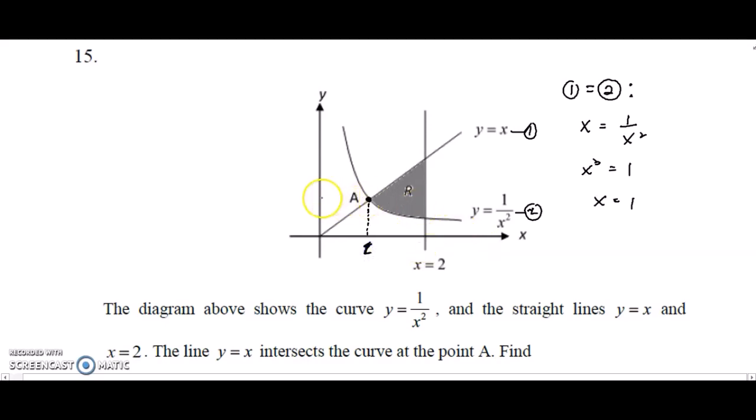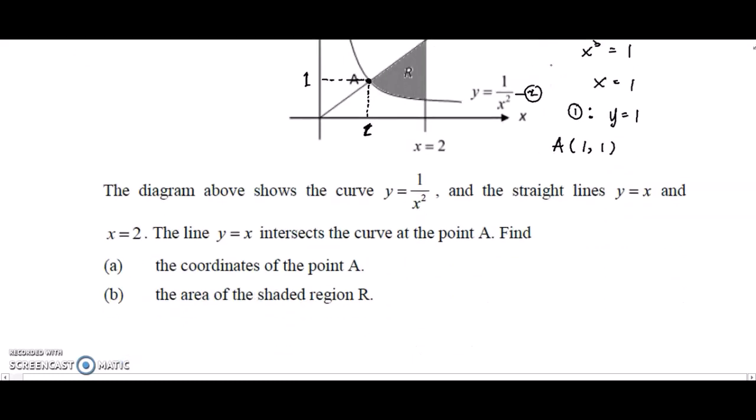And what is the y coordinate of the point A? We're going to substitute this x equals to 1 into equation 1. I have y equals to 1 as well. When x equals to 1, y equals to 1. So you have the coordinate of A as (1, 1). This is the answer for question A. So let's look at question B.